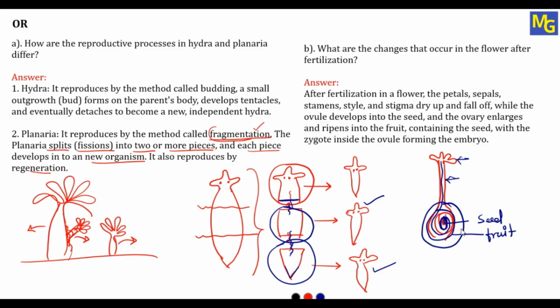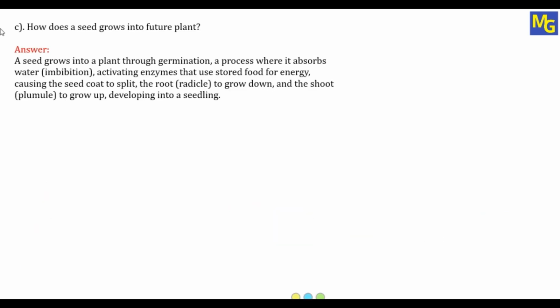Now see here next. The ovary enlarges and ripens into a fruit containing seed, with the zygote inside the ovule forming the embryo. So these are the changes which take place after fertilization in plants. Now we will see the next one, that is C. The next question, C, is: how does a seed grow into a future plant?